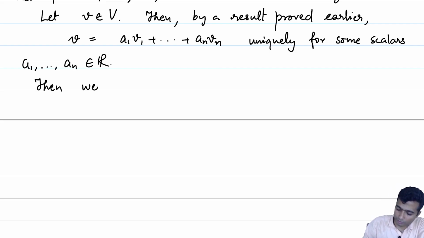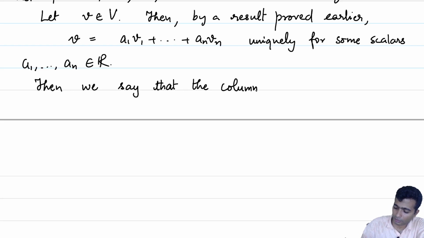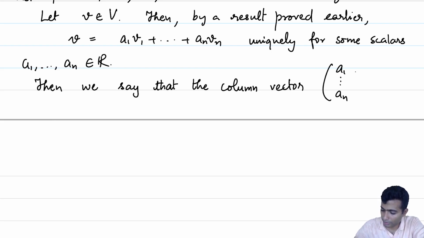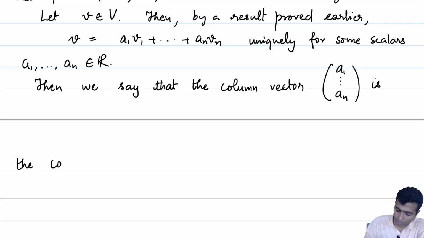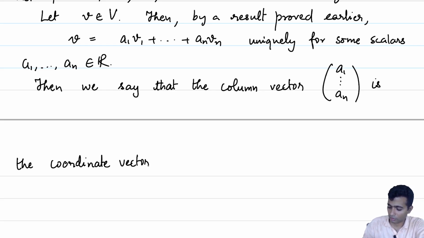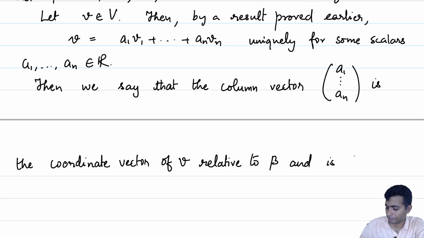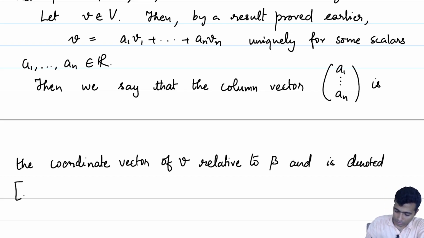Then we say that the column vector a1 dot dot dot up to an is the coordinate vector or coordinate representation of v with respect to, or relative to, beta, and is denoted v, and a subscript beta.